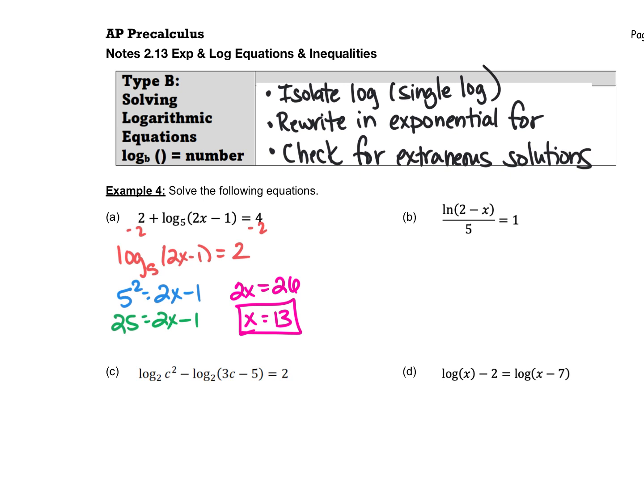Because it is possible you could solve and get an extraneous solution. If there's only one thing and it doesn't work, what would you say? No solutions. Where'd you get the 5 squared from? I rewrote it in exponential form. Base to a power equals what's inside. Logarithms equal exponents. And gives me 2x minus 1.